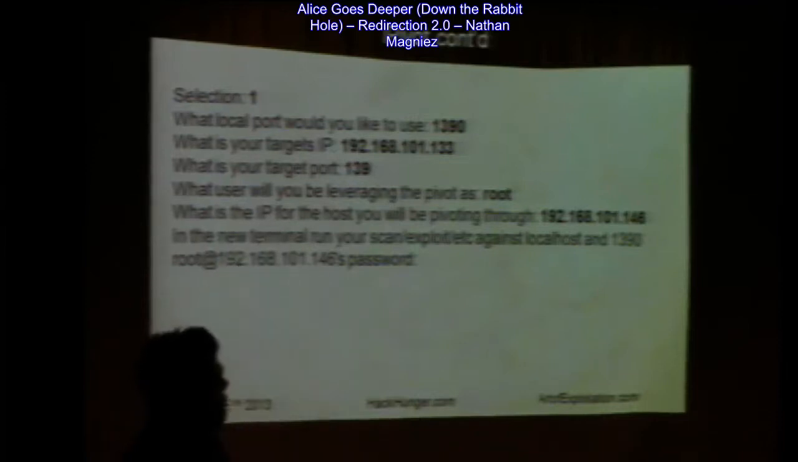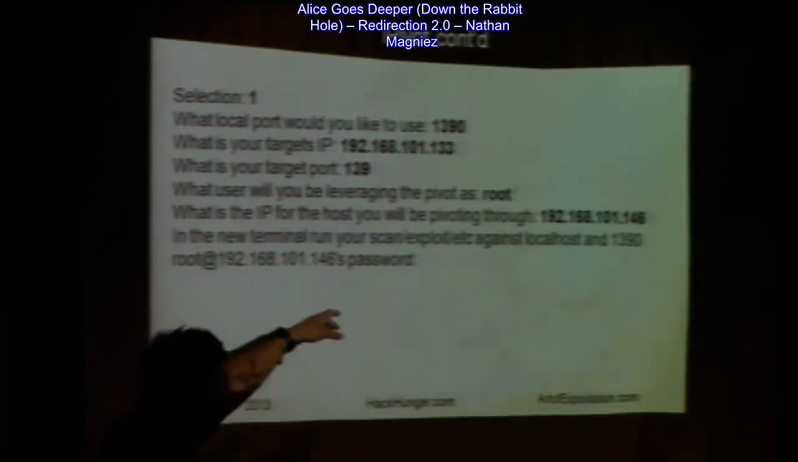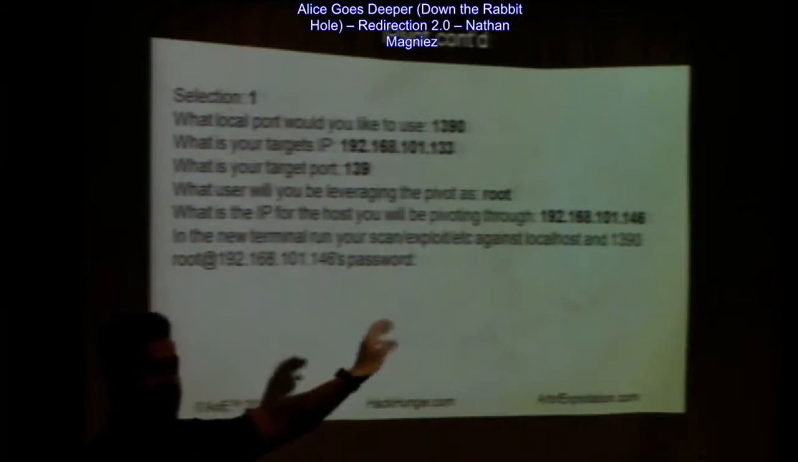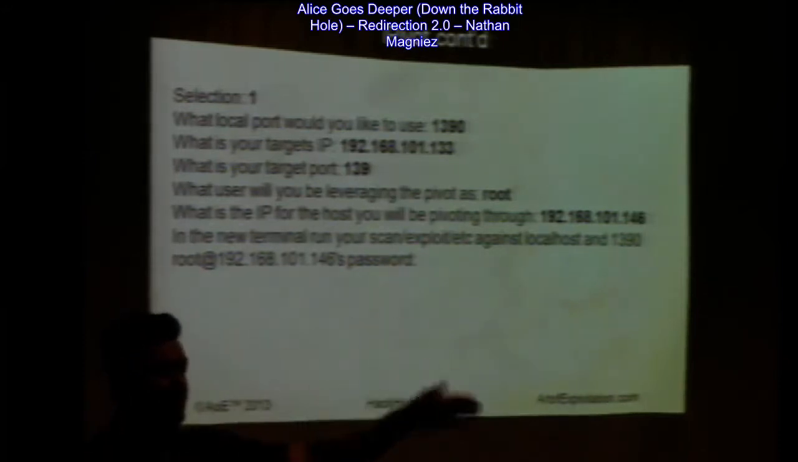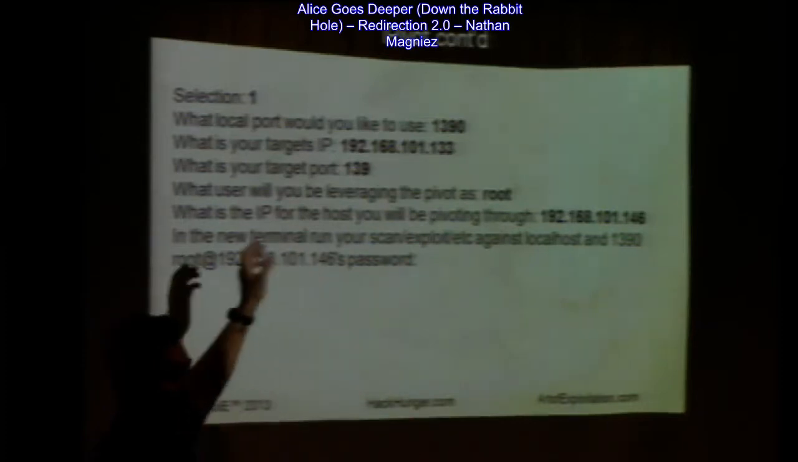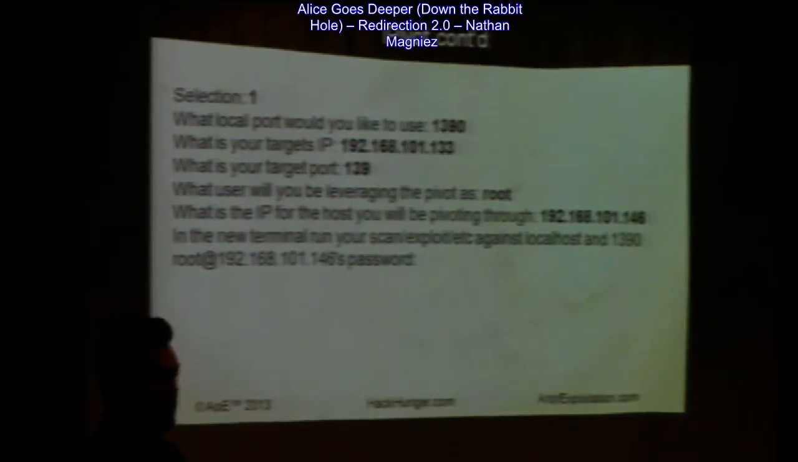What user will you be leveraging the pivot as? This is who you're logging into the redirector machine as. In this case, root. It then asks you for the IP address of that machine, that's the redirector. And then it basically just SSHs into that box and sets up that SSH scenario for you, or the proxy chain scenario that we saw before.